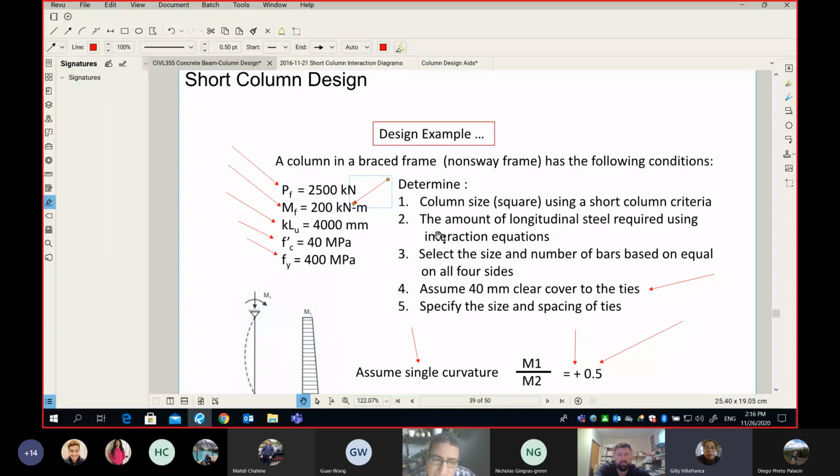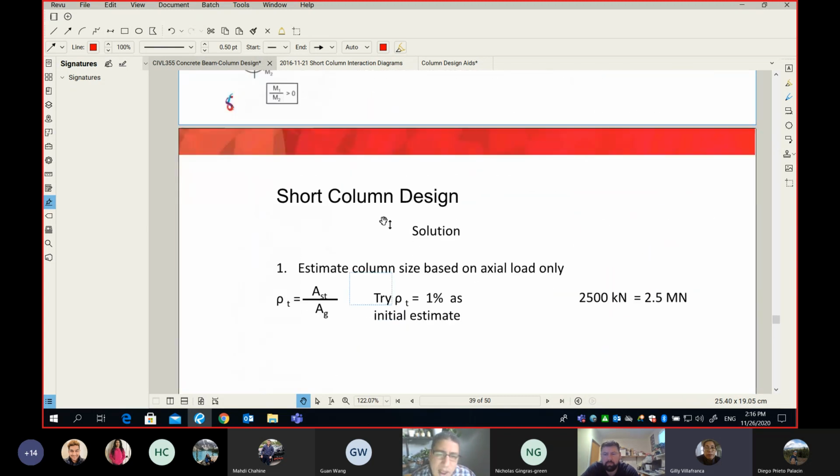I'm going to say my question one more time. If my column is a slender column, do we design our column for 200 only, or do we also have to consider the moment due to buckling? You have to also design for the moment due to buckling if it is a slender column. Yes, so that's why I'm doing this here.